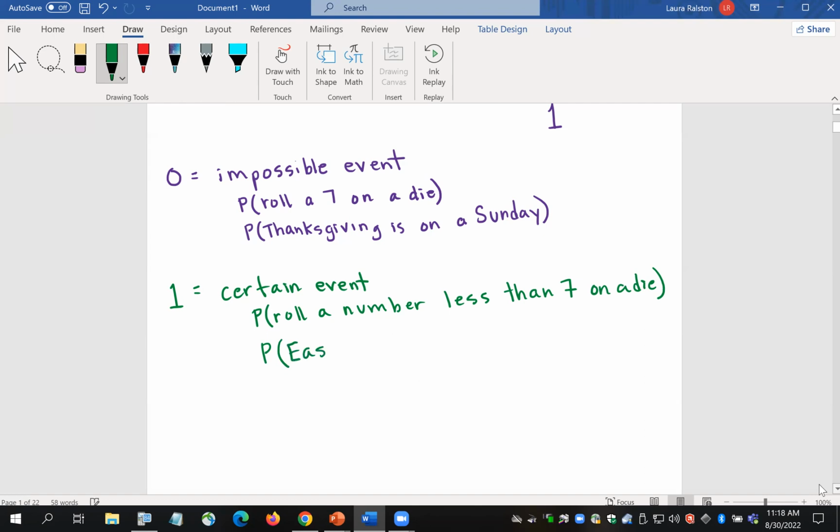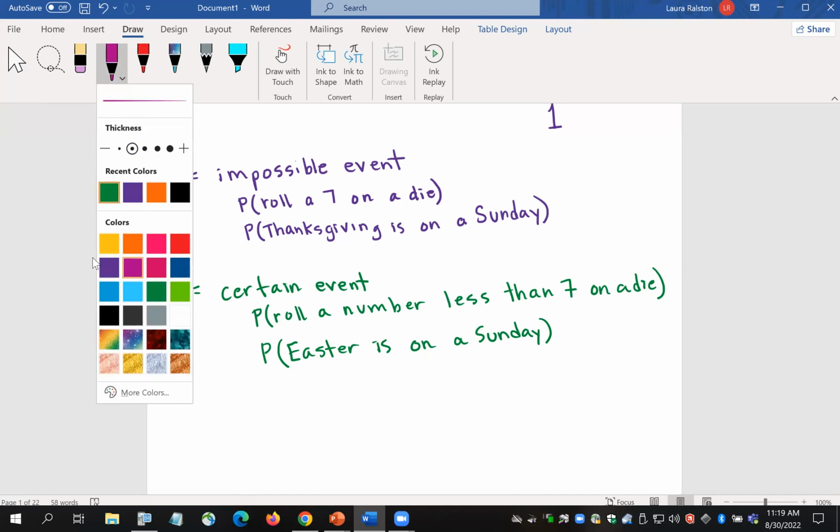I could tell you the probability that Easter is on a Sunday. And there again, within the United States, Easter is always on a Sunday. So that's a certain event. No matter what happens, that event is going to occur.